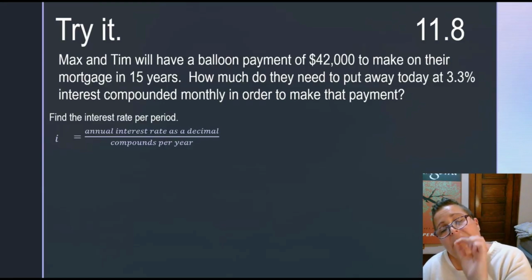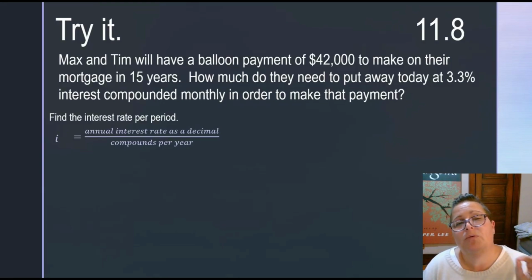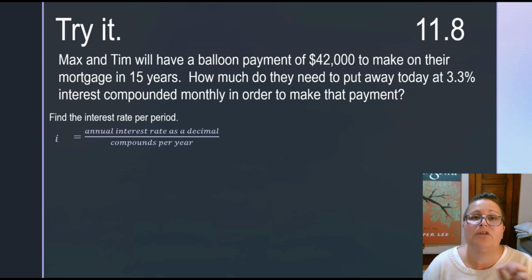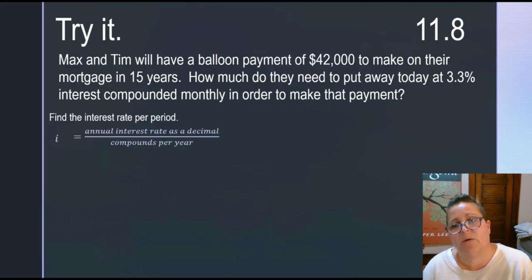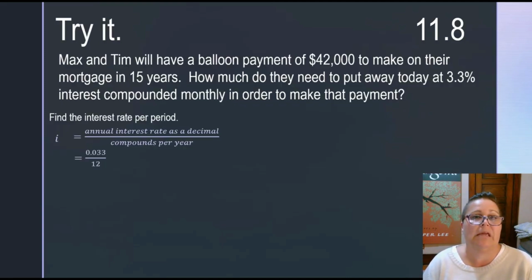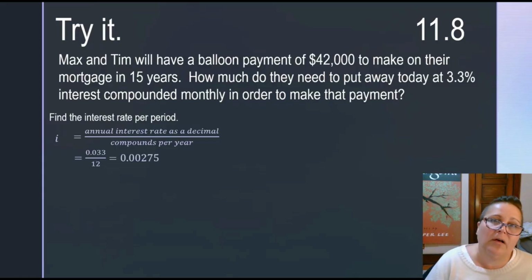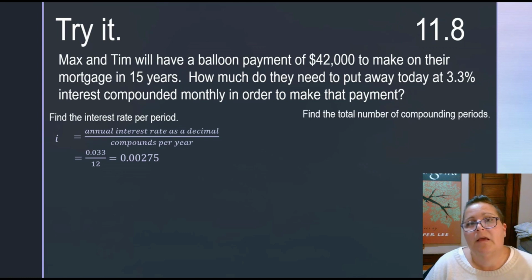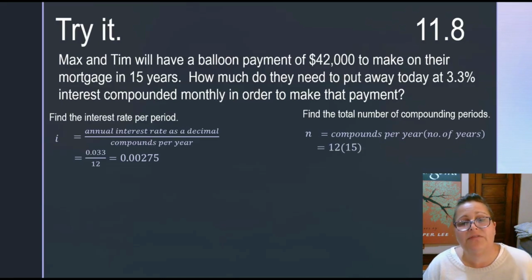The one little sneaky part of this one is because you are putting this into a formula, and using your calculator, you must calculate the interest per period as a decimal. So I'm going to take 3.3% and put it in as 0.033, or divide 3.3% by 100, or if you'd rather, move your decimal point 2 places over to the left, however you remember it. So 0.033 divided by 12 is 0.00275. My N, or total number of compounds, is going to be 12 times a year for 15 years.